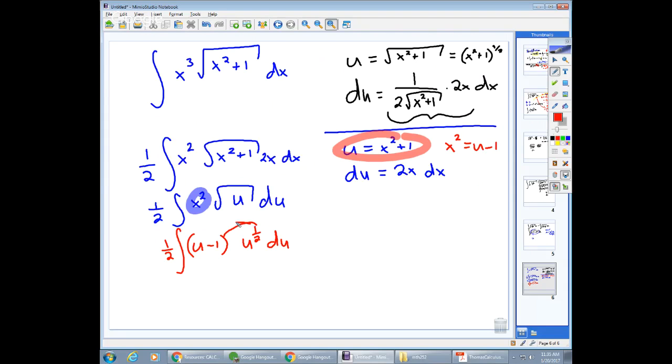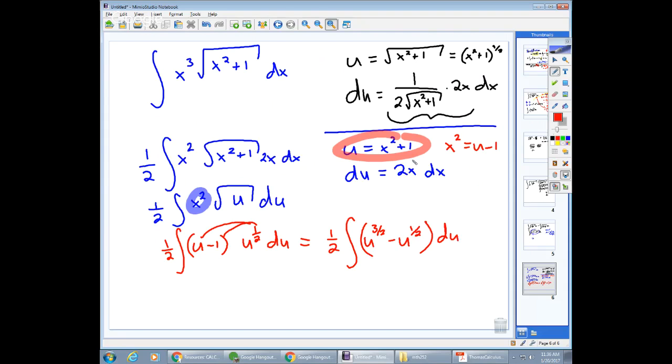And couldn't I just distribute that through here? So then what it looks like I have is 1/2 times the integral of, let's see, u to the first, 1 plus a half would be u to the 3/2 minus u to the 1/2. And this is nice because I can integrate across a sum or a difference. So I can go right through that.